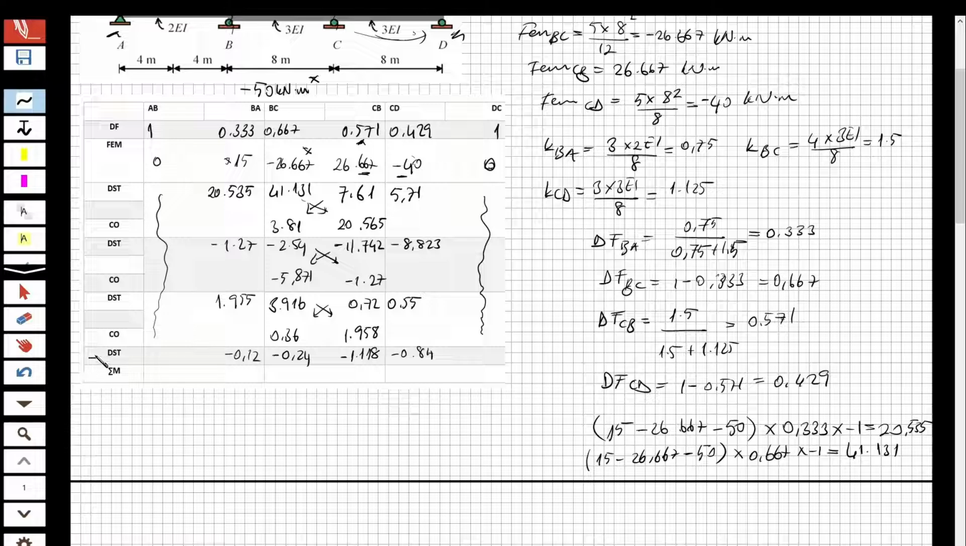Yeah. I recommend that the last column should be a distribution, okay? If you can, just leave it as distribution, not carryover. It has to stay as the distribution.